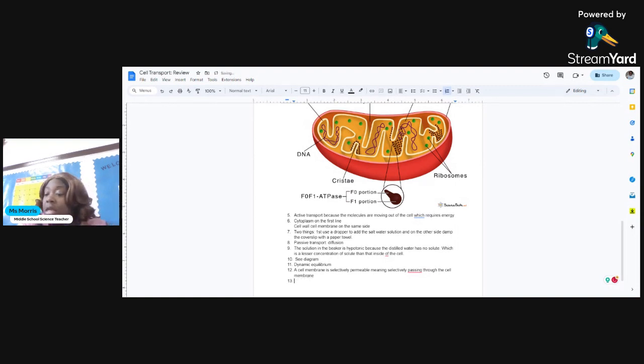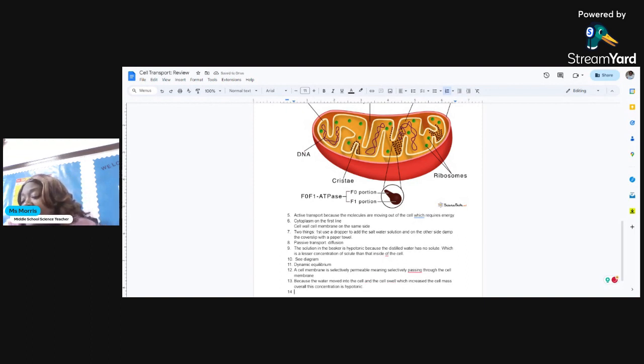All right, moving on to 13. Why did the model cell that was placed in 100% water increase in mass? And that is because the water moved into the cell and the cell swelled, which increased the cell mass. Overall, its concentration is hypotonic.